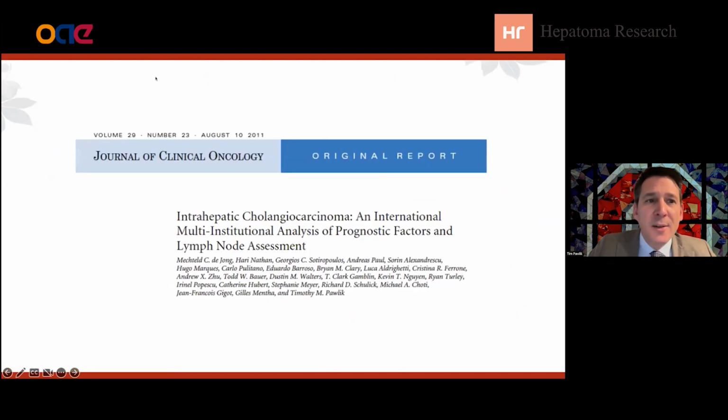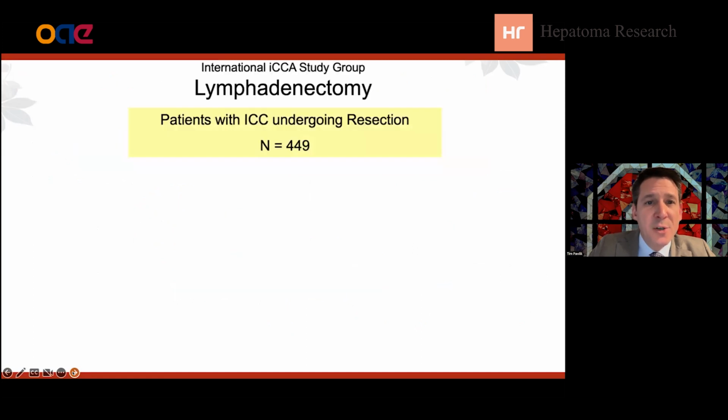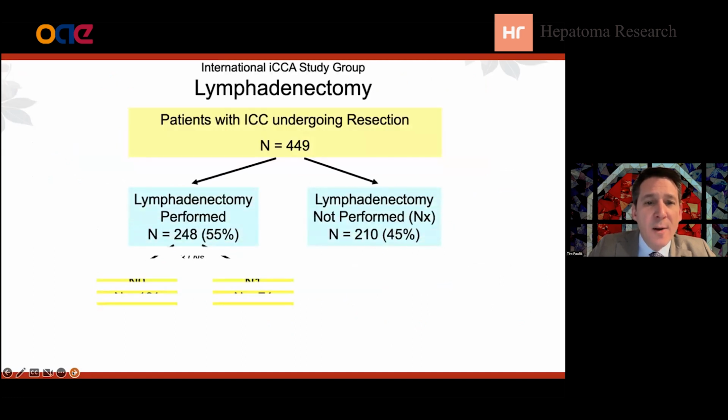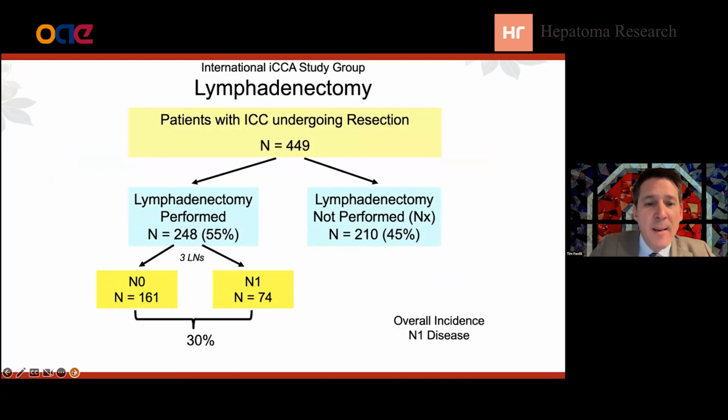Well, we've been talking pretty much consistently about the primary morphologic features of the tumor, but what about the nodal status of patients? We know from data from our group that roughly 55% or half of patients undergo a lymphadenectomy at the time of surgery. And among those patients who undergo a lymphadenectomy, the overall incidence of N1 disease is about 30%.